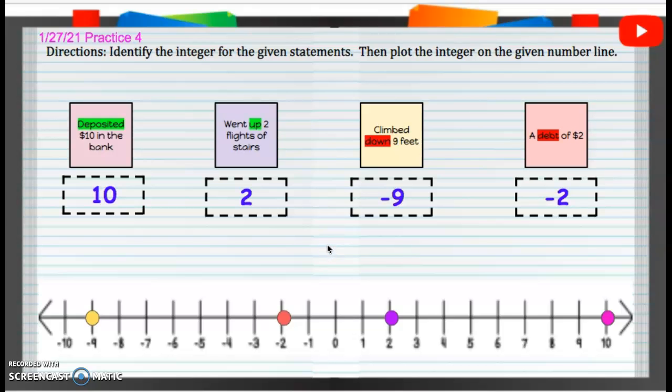So that's going to be where our points are on the graph, and that's going to be it for our practice 4. Great job.